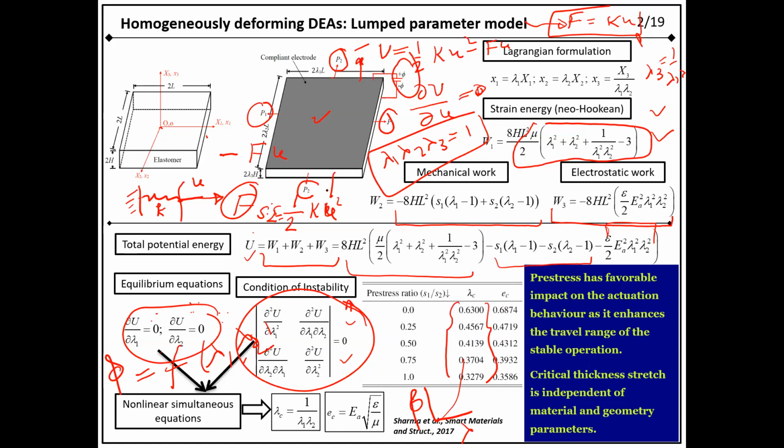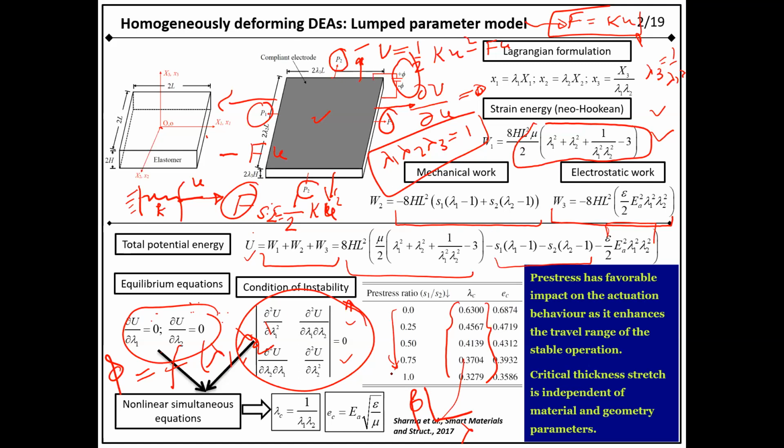pre-stress. Okay, so we are going to initially pre-stress this membrane, and then we are going to apply a potential difference, and we find out that if we increase this initial mechanical pre-stressing load, these ranges are going to increase, or we can say that we are going to obtain higher levels of deformation.